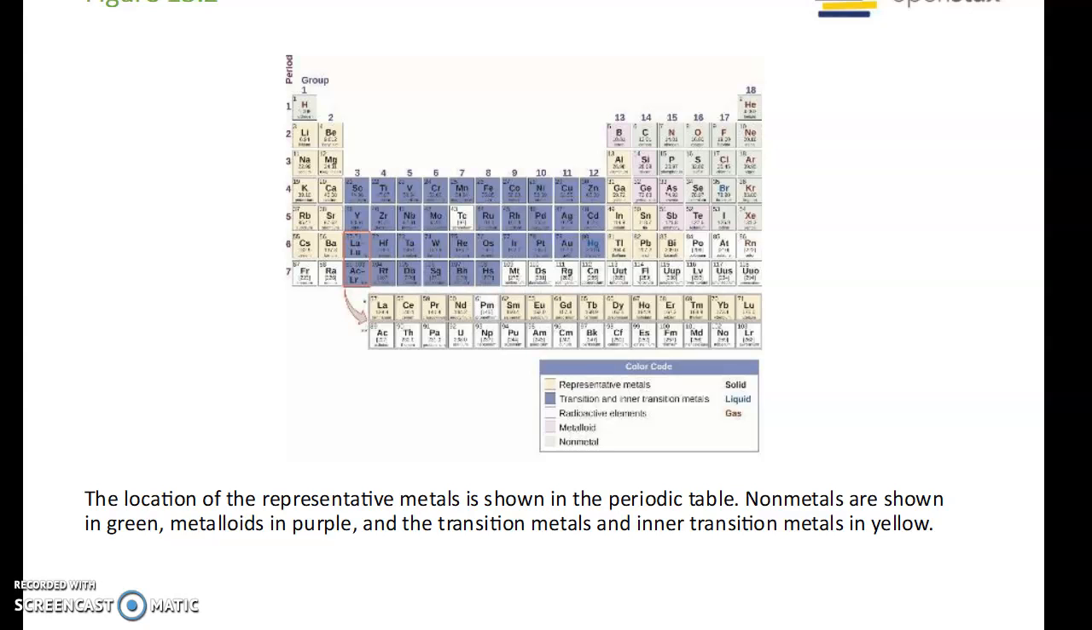You'll also see that the letter of the element can be either black, blue, or another color. We're talking about something at 25 degrees centigrade and 1 atmosphere, and those are in the state that they're in: solid, liquid if they're blue, and then gas if they are the other color.